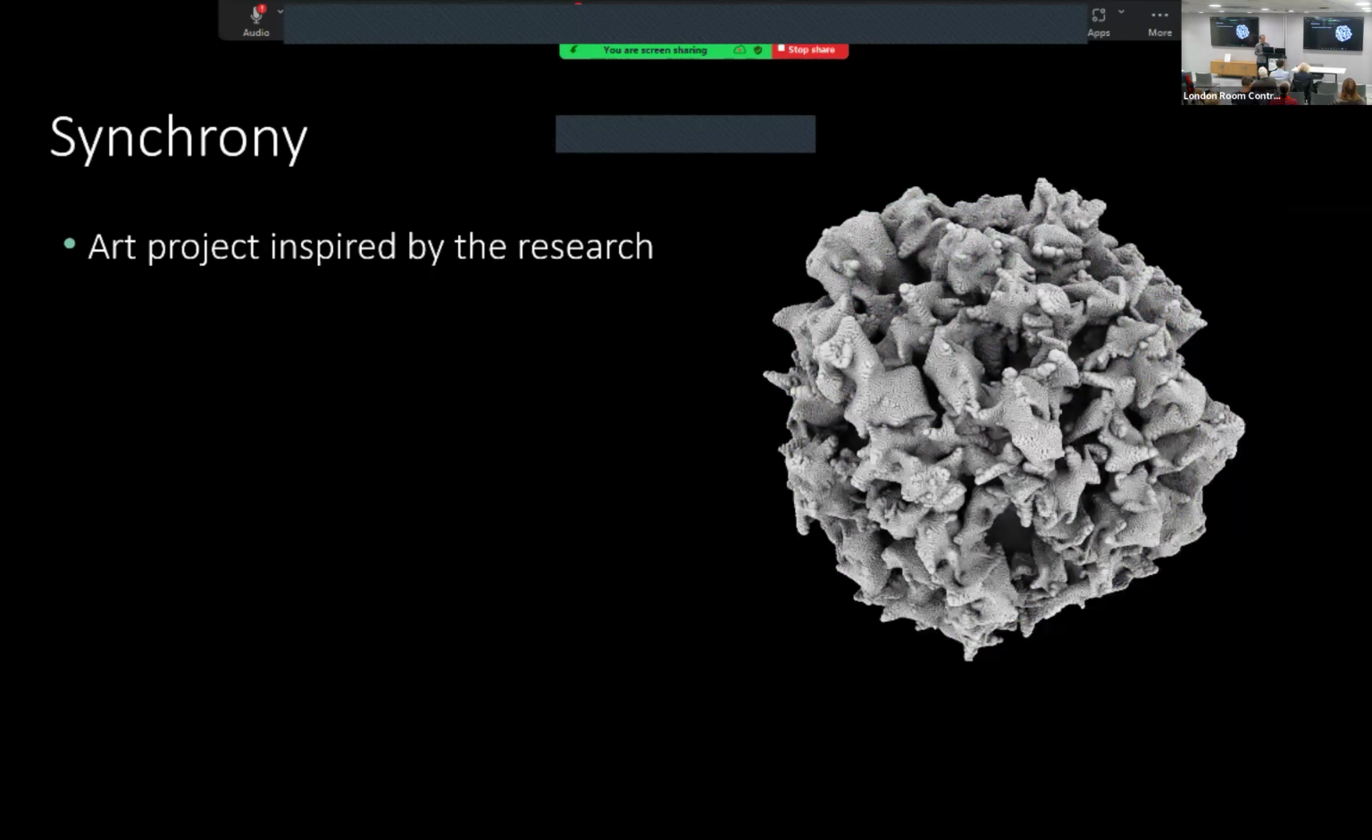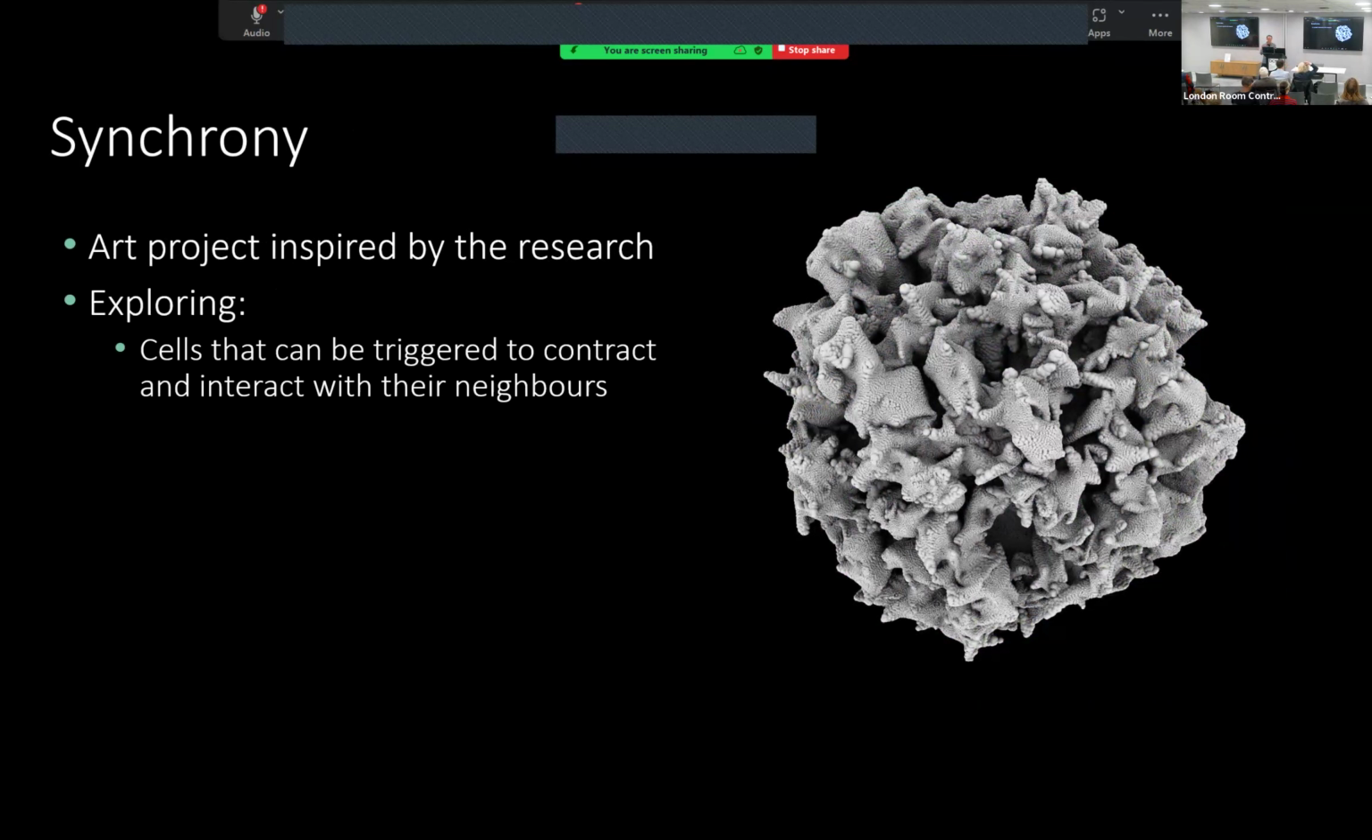So this is the project. The project is called Synchrony. It's very much inspired by their research, but not just trying to demonstrate their research. We've got some other directions that we go in as well. We seem to be getting on quite well as a group. In this particular project, let's just explore this idea of cells that can contract and cells that can influence their neighbours to contract too.